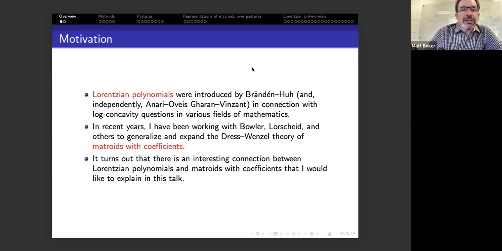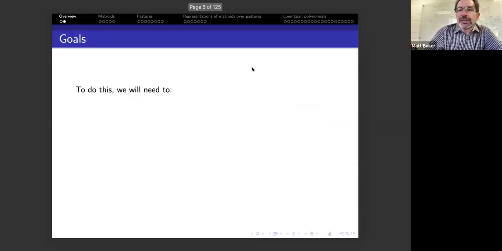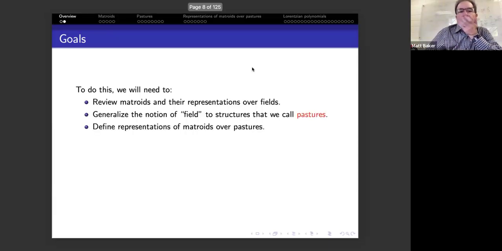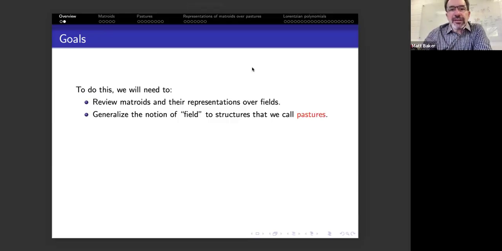So what I need to do, though, to explain this is to talk about several different things. So first, I'll review matroids and their representations in a sort of classical sense, and I'll do that quite quickly, assuming that everyone here is familiar with this already, so this will be mostly to set notation. Then we'll need to generalize the notion of a field to something that Oliver and I call pastures. And I'll define what representations of matroids over pastures are.